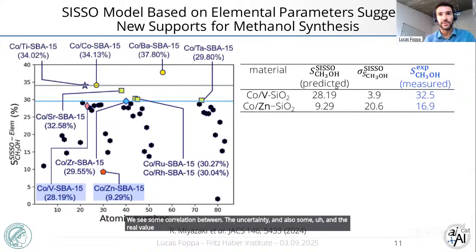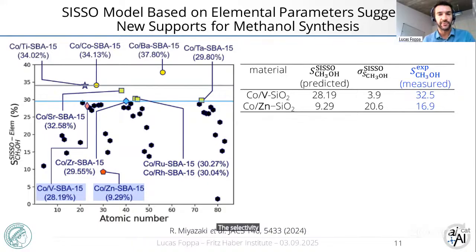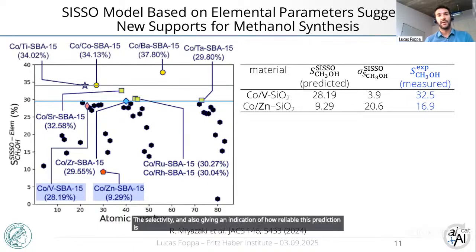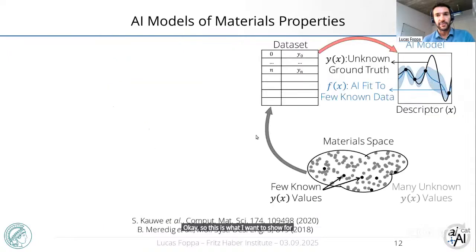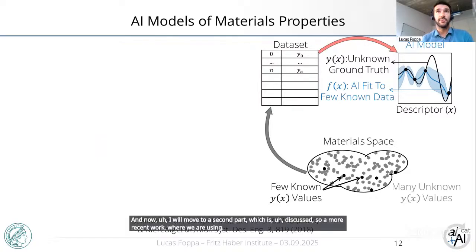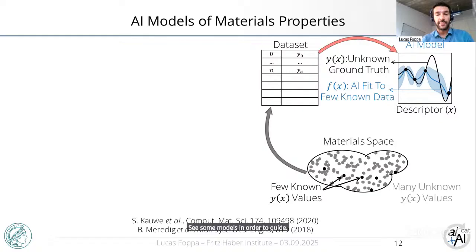So the SISSO model is telling us what the selectivity is and also giving an indication of how reliable this prediction is. Okay, so this is what I wanted to show for the first part of the presentation. Now I will move to a second part, a more recent work where we are using SISSO models in order to guide black box optimization of materials property.